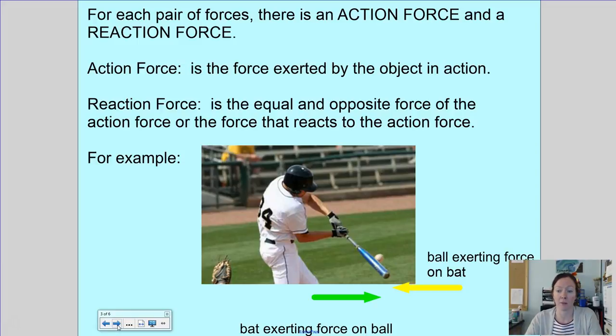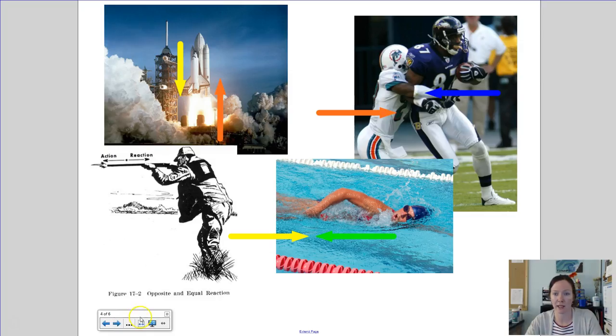So here, if we said the ball was in action, the ball is coming at the bat, it exerts a force on the bat, then the bat reacts to exert a force back on the ball. Equal and opposite. Same size of force, different directions. Here are some common examples that we see.